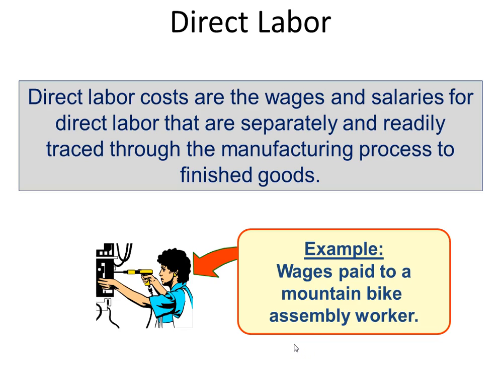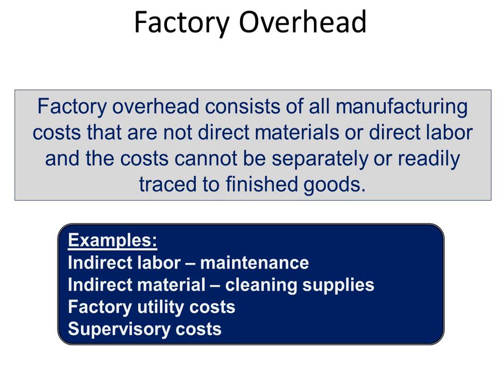Direct labor. Now, the direct labor are the wages and salaries that are directly in the manufacturing process to finished goods. This doesn't include the selling expenses, the administrative, executive salaries, and so forth. Strictly those involved with the labor of producing the product.